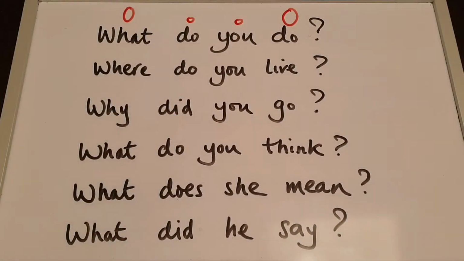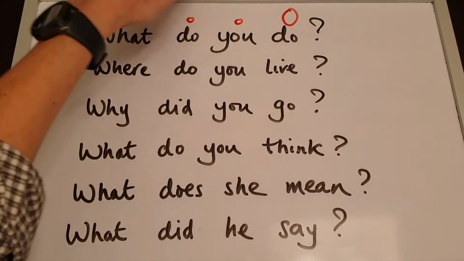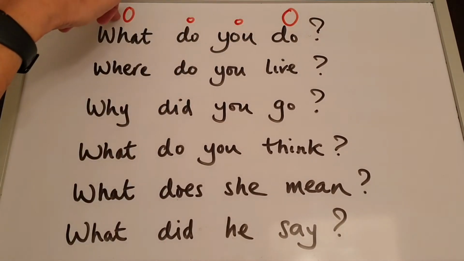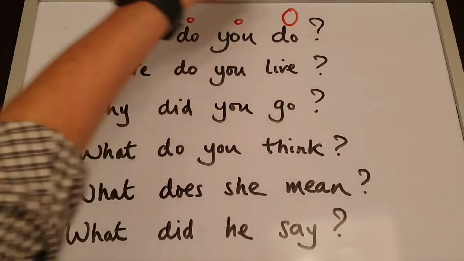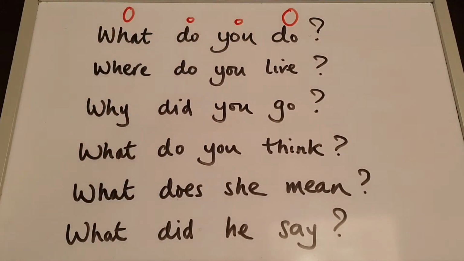Have a look at Uncle Geoff's board for some more examples. Here then is the typical stress pattern of these WH questions. Da, da, da, da. The stress on the first, main stress on the last, the two in the middle, not so much stress. What do you do? Practice yourself. Try it. Again, we don't say, what do you do? With equal stress. No. We go, what do you do?